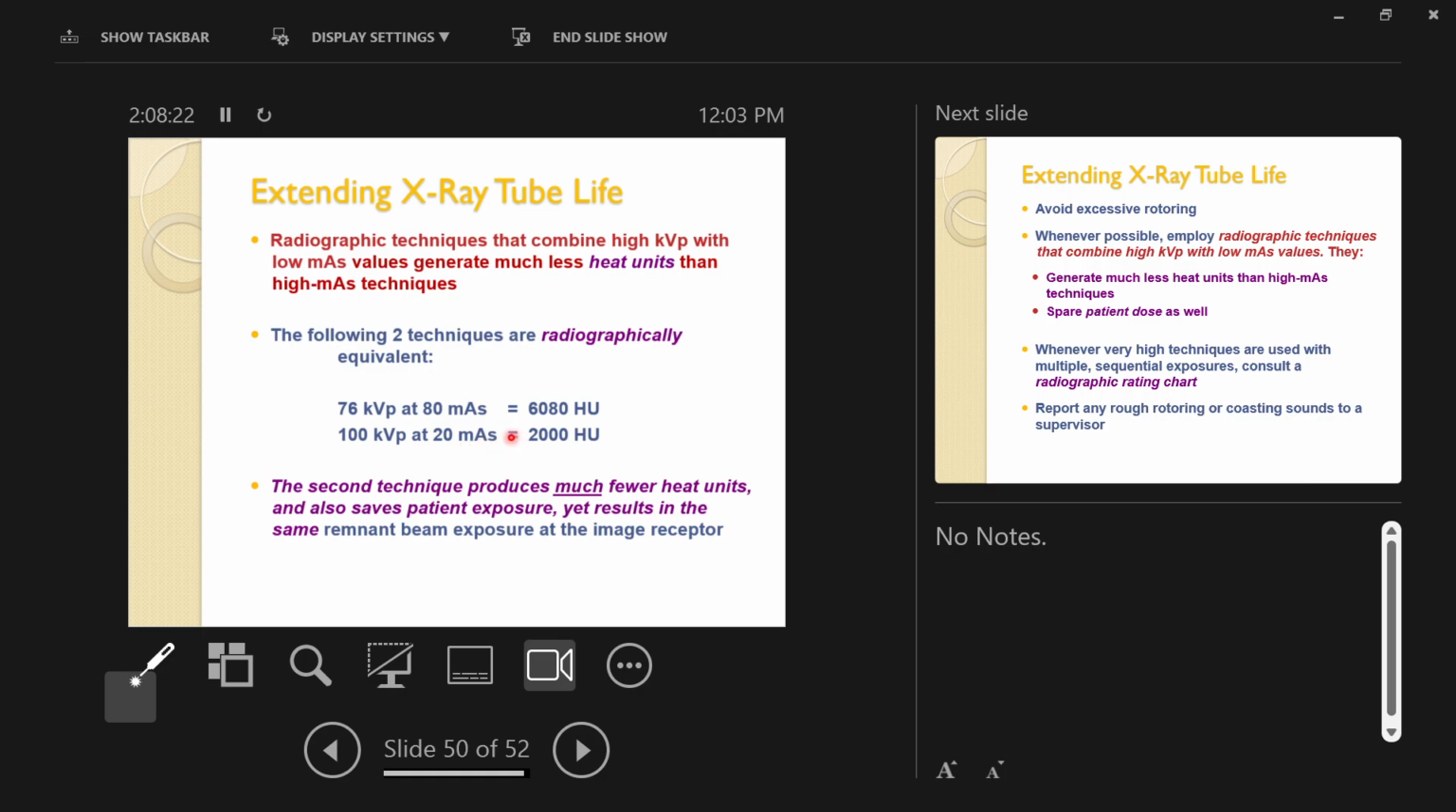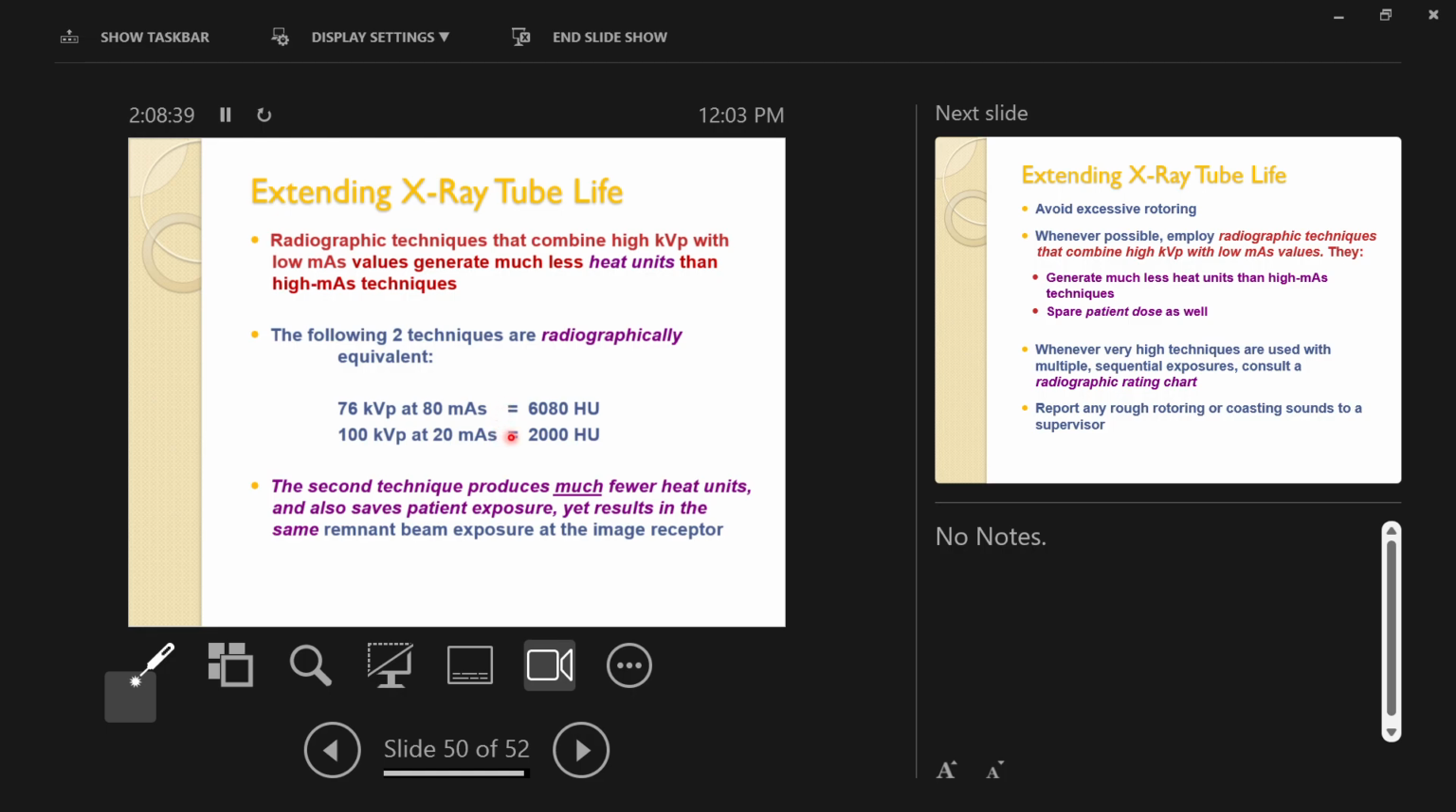We're making 3 times less, about 30% of the heat units produced at this high kV versus the low kV. On top of that, this is a lower exposure for your patient.